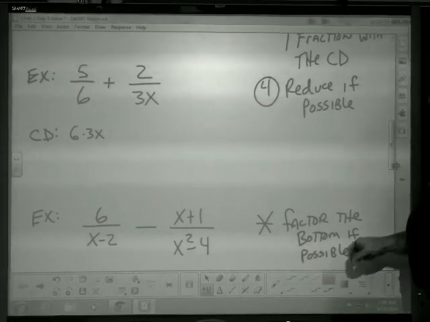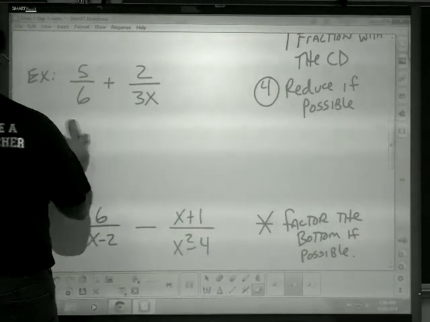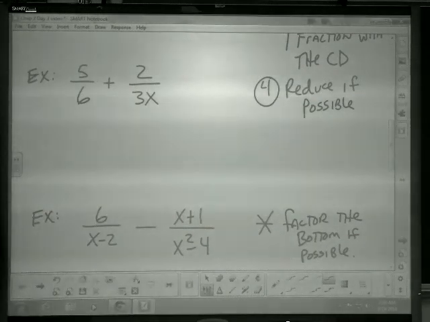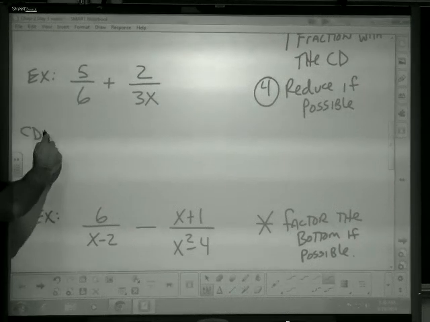Okay, so let's take a look at the next problem. All right? So my common denominator.